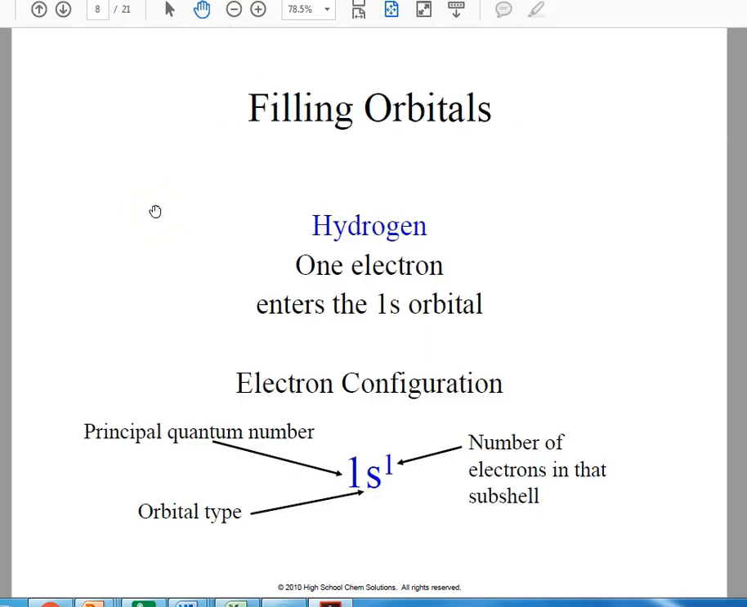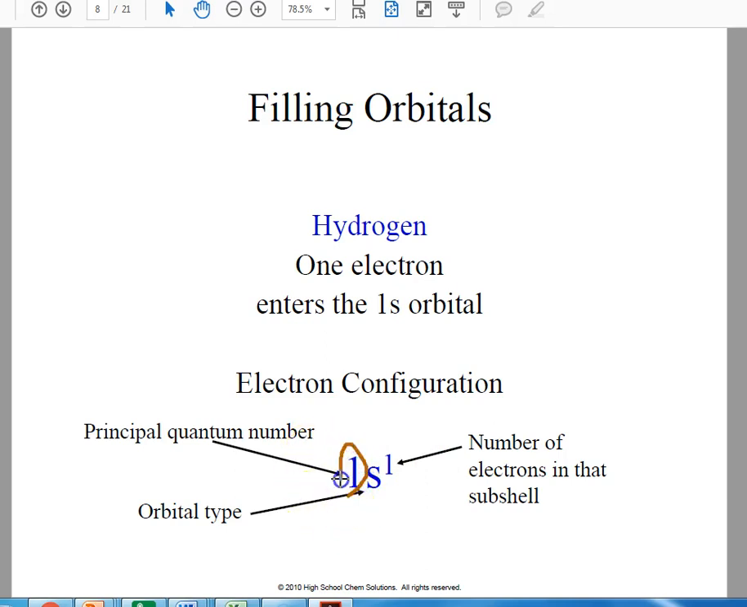Okay, so we'll look at a few examples of what that looks like. For hydrogen, hydrogen has 1 electron. So that 1 electron is going into the lowest energy orbital available, and that is the 1s orbital. So hydrogen's, what we call electron configuration, is 1s1. Let's talk about what that represents.